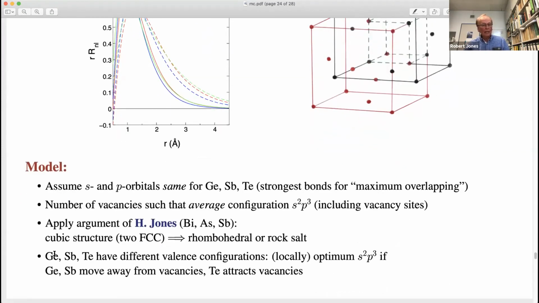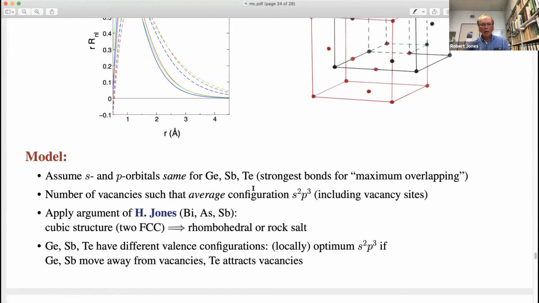I said that these materials have the same orbitals, but they have different valence configurations. But you would favor this occupancy, S squared P cubed, if the germanium and antimony, particularly the germanium, move away from the vacancies and tellurium attracts vacancies. This means locally on each site, we will have something which is approximating or closer to S squared P cubed.